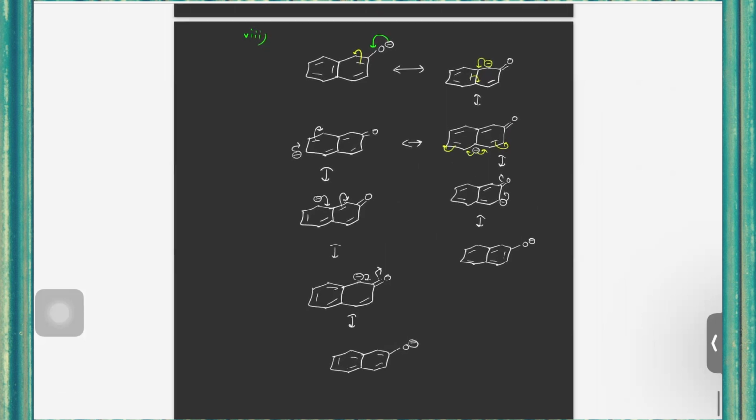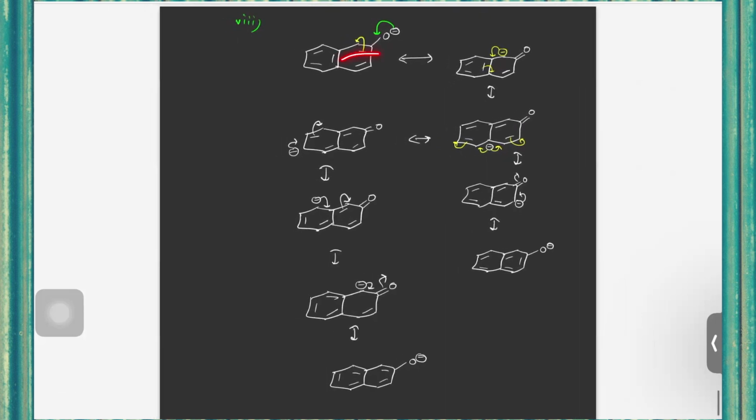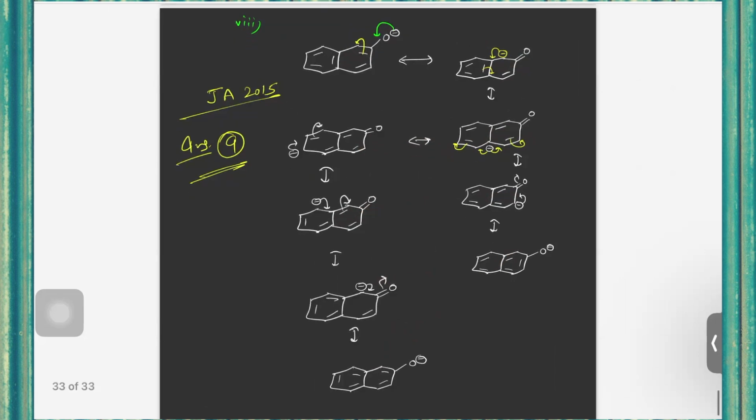You can see none of the RS is matching with another one. So 1, 2, 3, 4, 5, 6, 7, 8, 9. So 9 was the answer of this question. This was a JEE Advanced 2015 question, and the answer is 9. So you can see this is not very hard, you just need some practice.